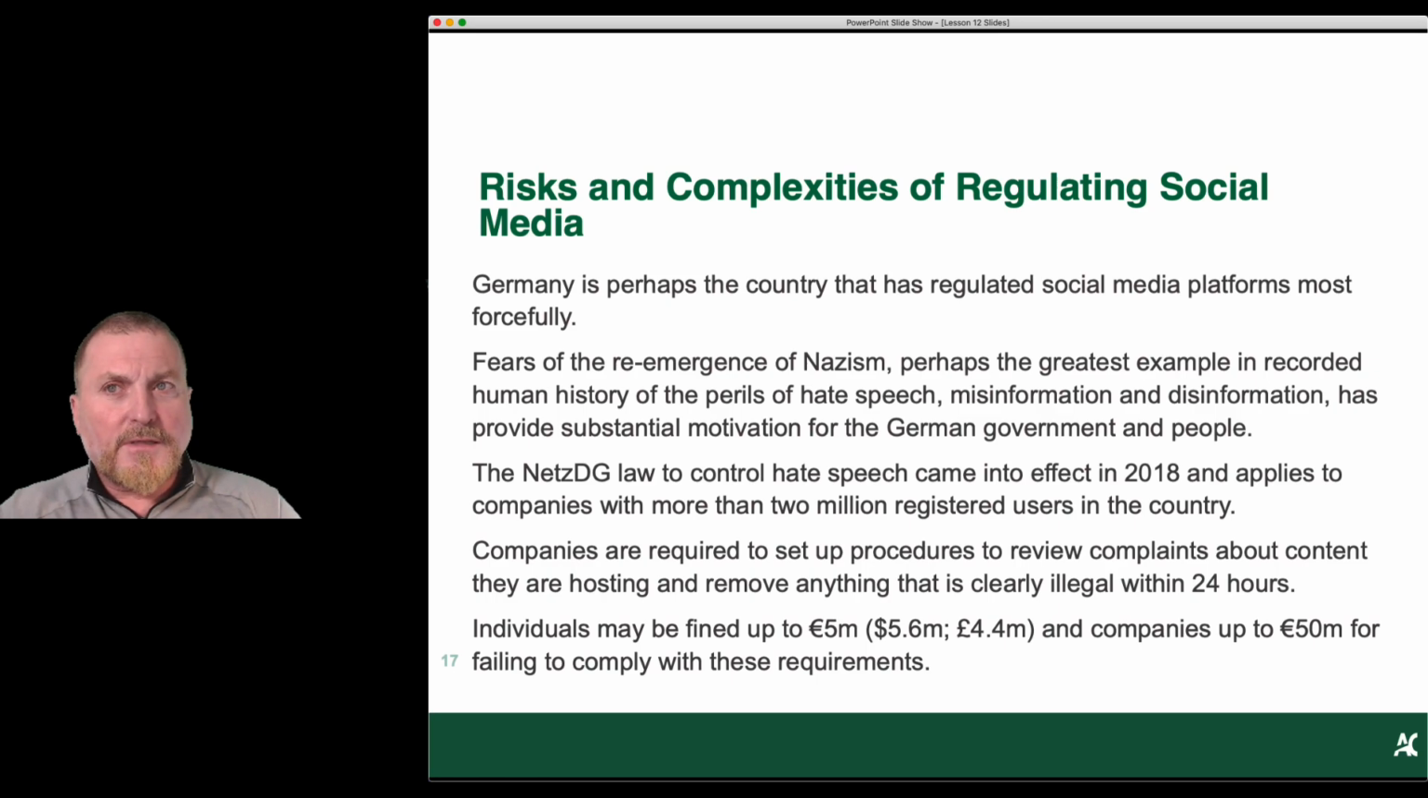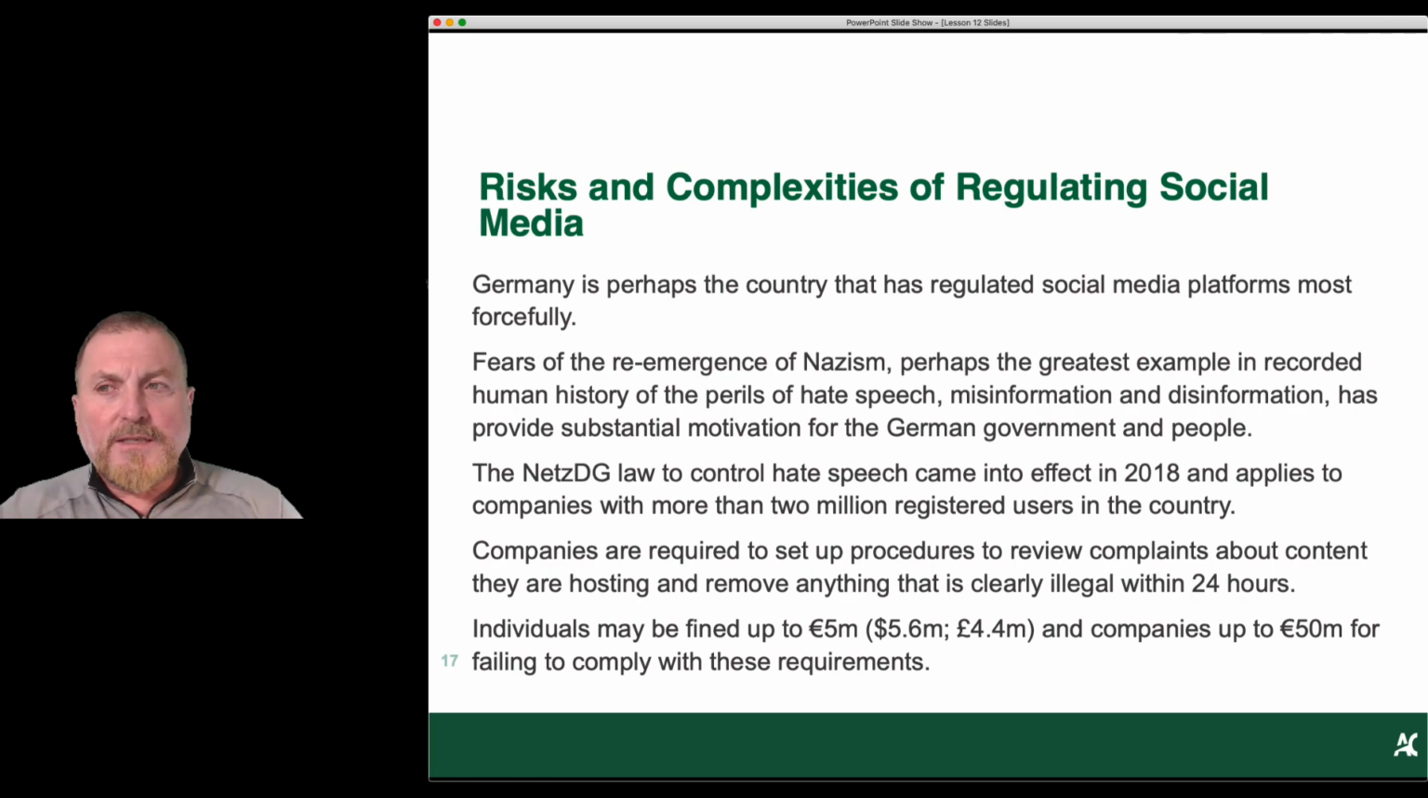Germany is perhaps the country that has regulated social media platforms most forcefully, right? Fears of the reemergence of Nazism led them to that. Nazism obviously being the greatest example in recorded human history of the perils of hate speech, misinformation, and disinformation. There's no question about it. If you look at the history of Nazism in Germany, it was based largely on conspiracy theory campaigns, disinformation campaigns, and hate speech. I mean, it's well established in the historical record.